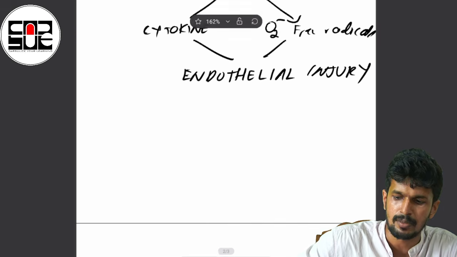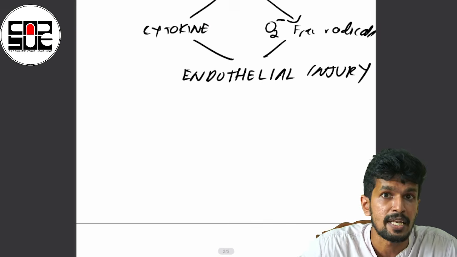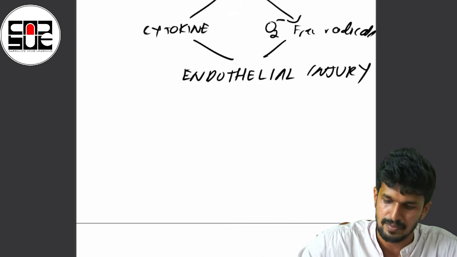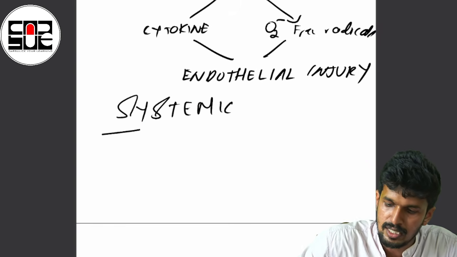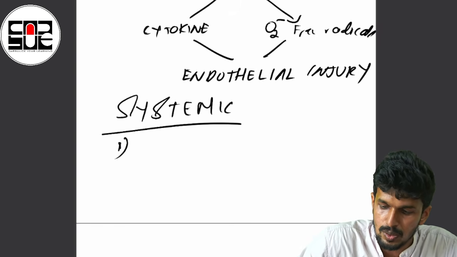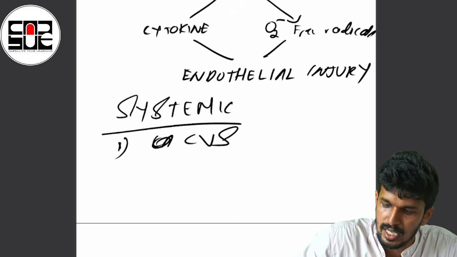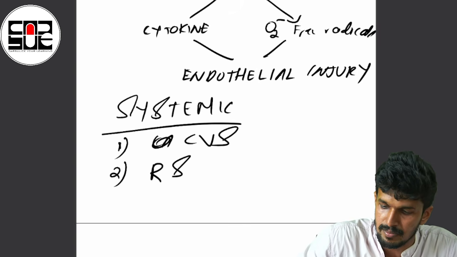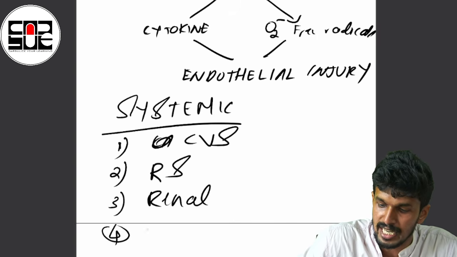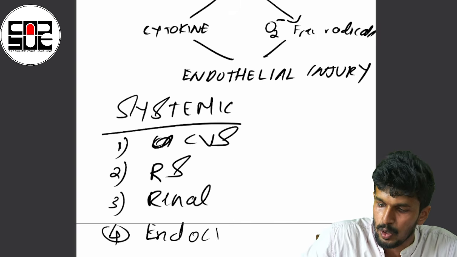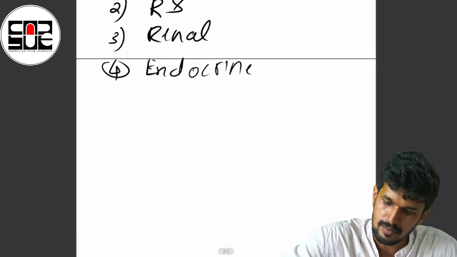Then the third heading under pathophysiology: we need to know what is happening at the systemic level. At the systemic level, we need to study 4 systems basically. First is the cardiovascular system, CVS. Second, the respiratory system. Third is the renal system. And fourth is the endocrine system, which we need to know about when it comes to shock.